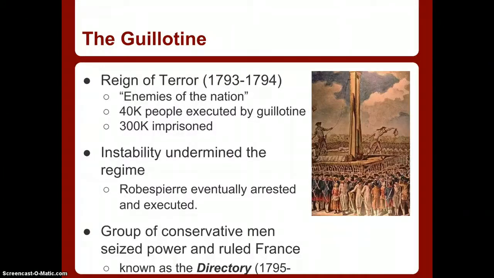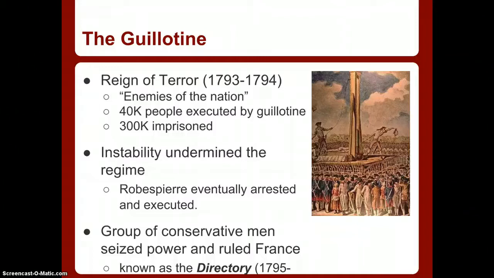Now, like we talked about with the Reign of Terror, it targeted a lot of enemies of the nation. Basically, anybody that could be perceived as an enemy was an enemy. This is going to be very similar to, without the guillotine obviously, kind of McCarthyism in the middle of the 20th century in the United States. Now, it's estimated that about 40,000 people were executed by guillotine, including the person that invented the guillotine himself. 300,000 are imprisoned, so you can see how much it was kind of a reign of terror, extreme chaos.